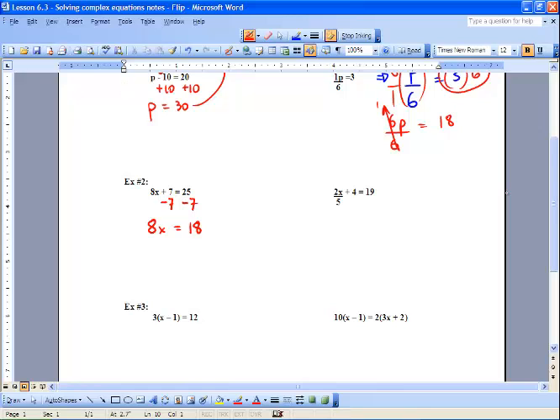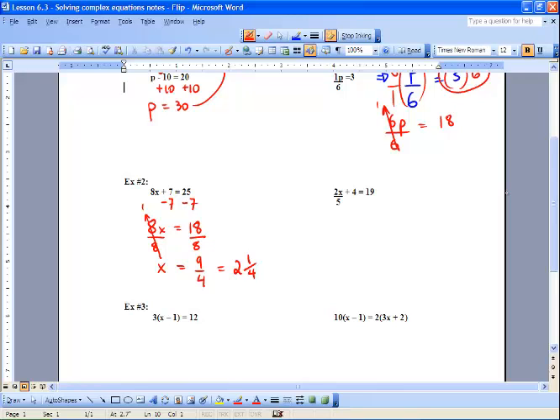Well, what are we going to do now? We're going to divide by 8, and this goes to 1. So we're left with x. And we've got 18 divided by 8. Well, we can reduce this to get 9 over 4. And we can put that into a mixed number, and we can get 2 and 1/4. Let's move on to this next one.